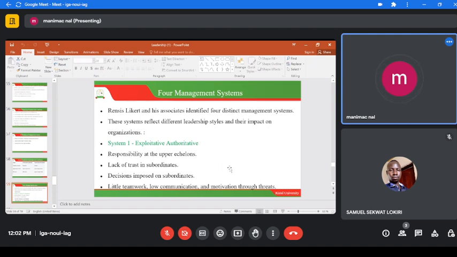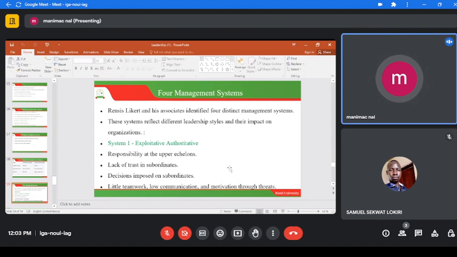Further still, we shall also look at the four management systems. Rensis Likert and his associates identified four distinct management systems. This system reflects on the different leadership styles and their impact in the organization.